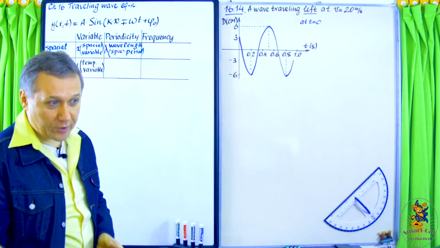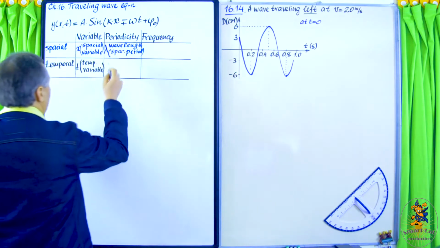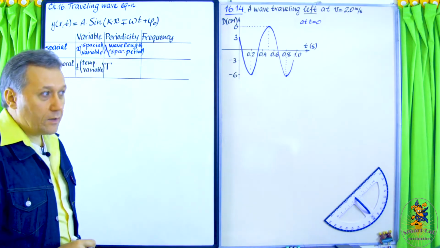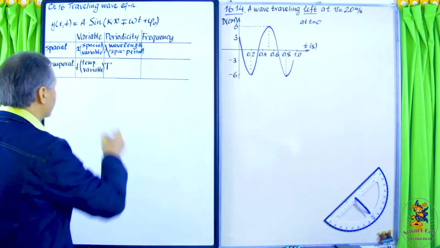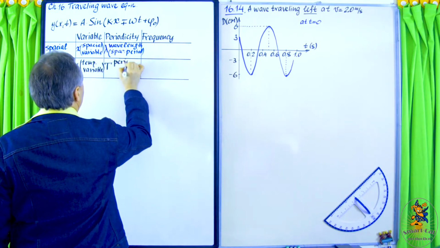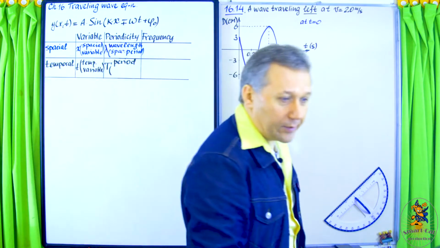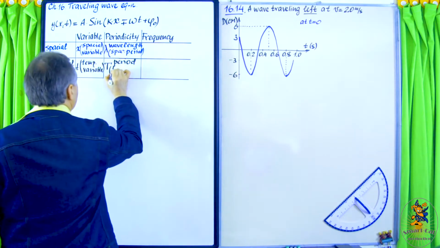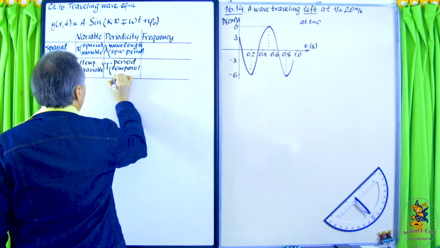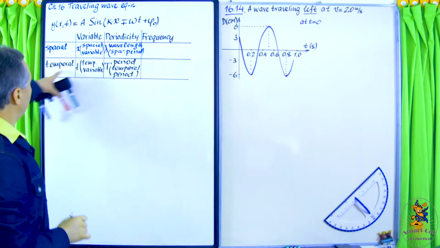Of course, I'm talking about the period of the wave, right? We're going to use capital T. The name of that quantity is period, and the physical meaning, temporal periodicity. Okay, temporal periodicity.